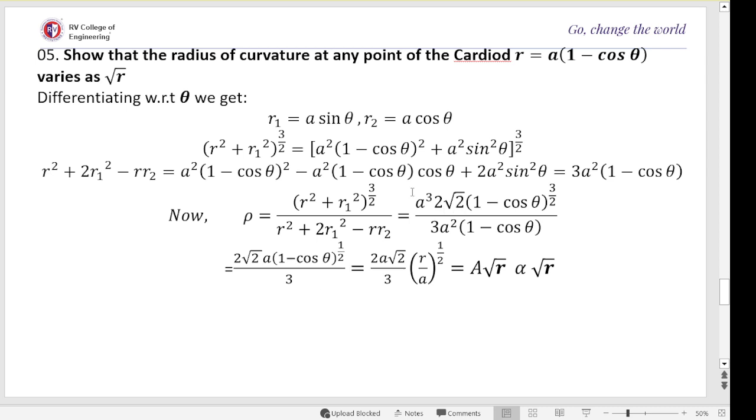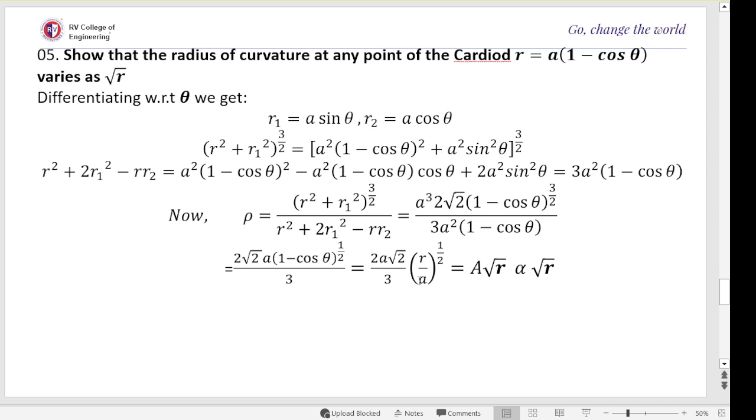You will get a cube over a square, so one a will come in the numerator, 2 root 2, (1 minus cos theta) power 3 by 2 minus 1, that is (1 minus cos theta) power half, by 3. So you are getting 2a root 2 by 3, and r by a is 1 minus cos theta, since a into (1 minus cos theta) is r. So r by a to the power 1 by 2. Directly you can substitute r here, so r power half.